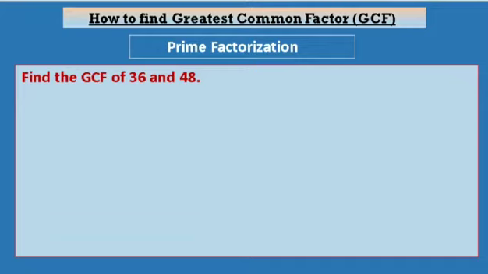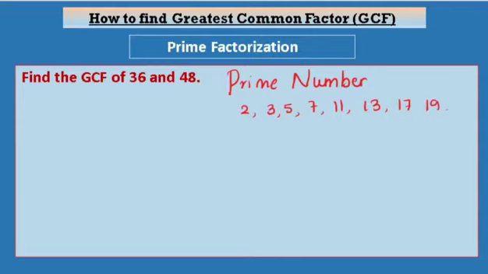Before, you should know what we mean by prime numbers. Prime numbers are those numbers which are divisible only by itself or by the number 1. A few examples of prime numbers are 2, 3, 5, 7, 11, 13, 17, 19, and there are more.